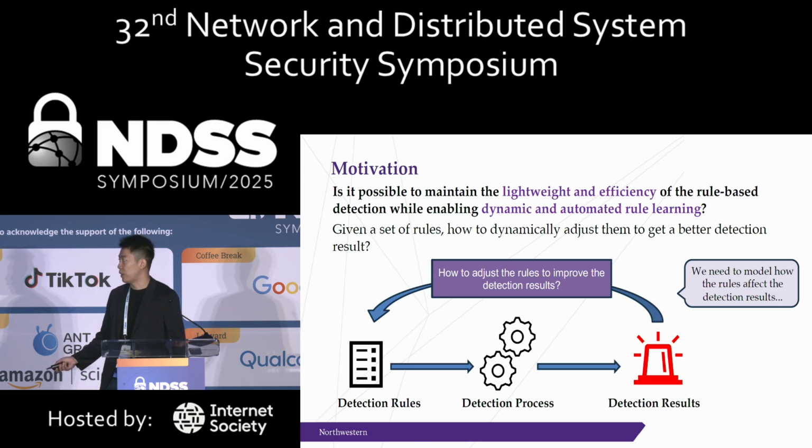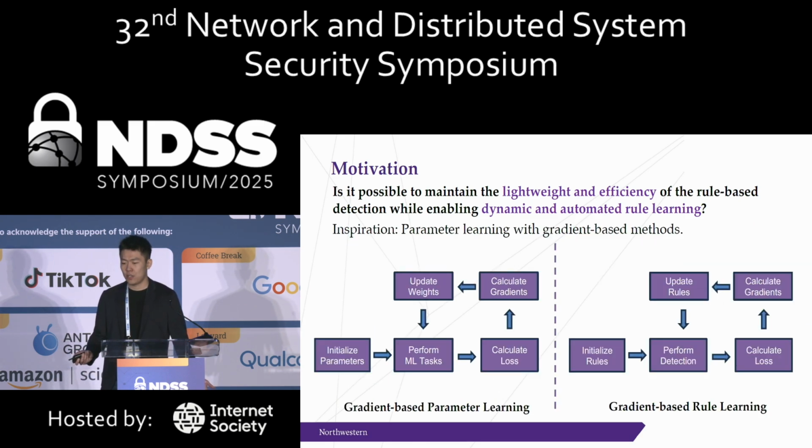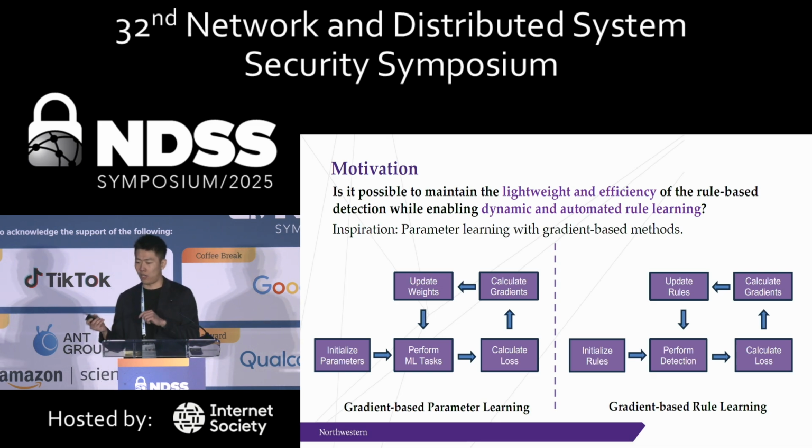To answer this question, we need to model how the rules affect the final detection result. And our answer is gradients. We got our inspiration from the parameter learning process of gradient-based methods, which we may be very familiar with, like the training of a neural network. We initialize some parameters, use them to perform a machine learning task, and calculate the loss and also the gradients of the loss. We use these gradients to update the parameters again and again until we find the optimal parameters.